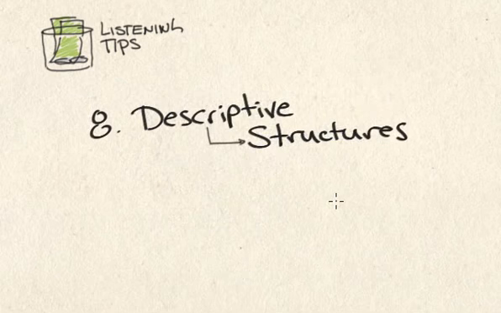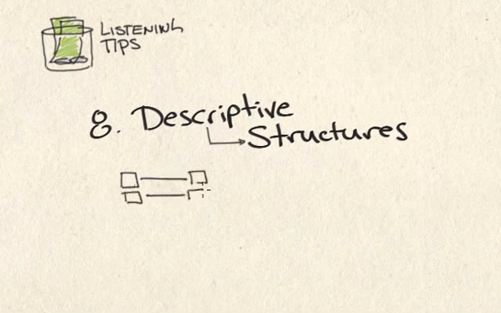In tip number 8, listening for descriptive structures, this might be where somebody says, okay, these items are parallel. Okay, so you might have some items that stack on top of each other, or there could be a hierarchy of information. Some things at the top, and then things cascade down from there, and maybe in a couple of different branches. So we have a hierarchy.